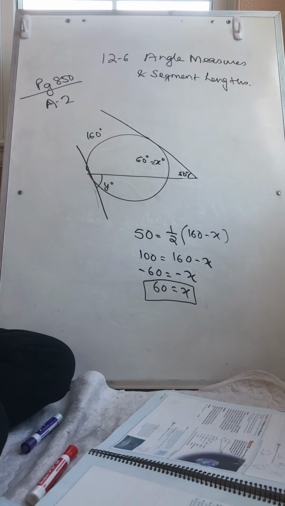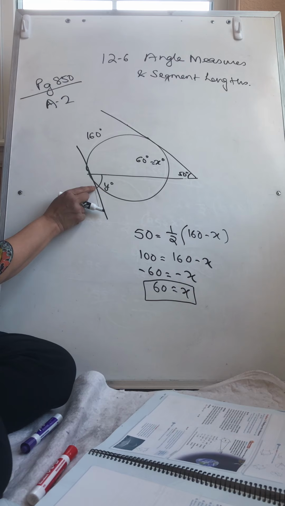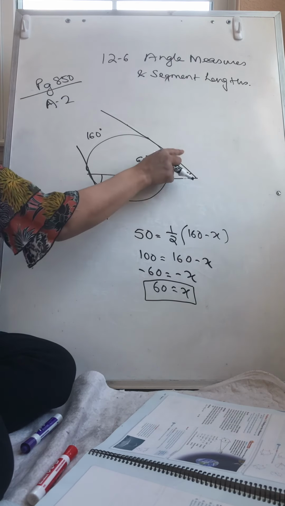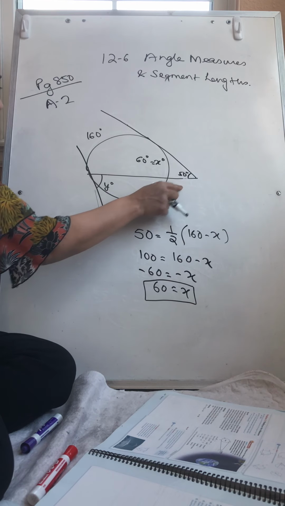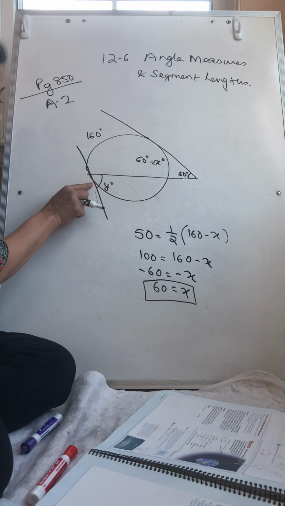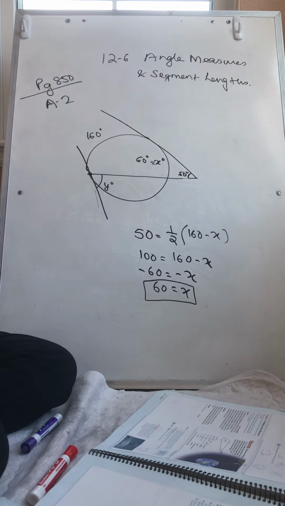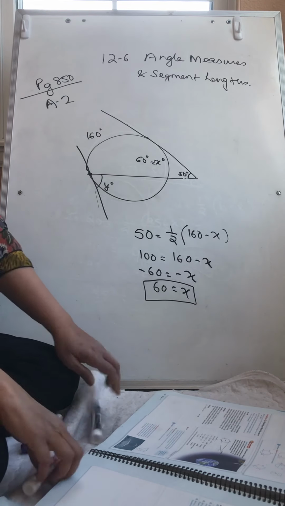I want to find y. How will I find y? Y is going to be what? Now remember, this angle is formed by two intersecting lines, right? So I'm going to use this formula. But for this angle, am I going to use the difference formula? No. Which angle is this? The vertex of this angle lies on the center of the circle.